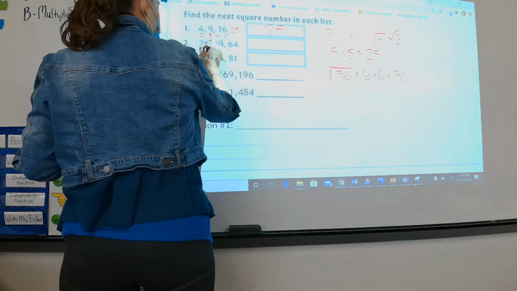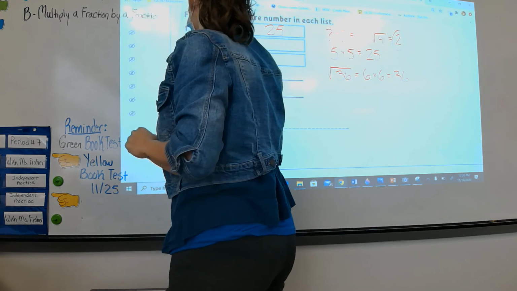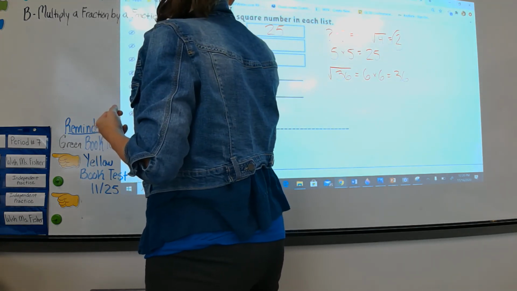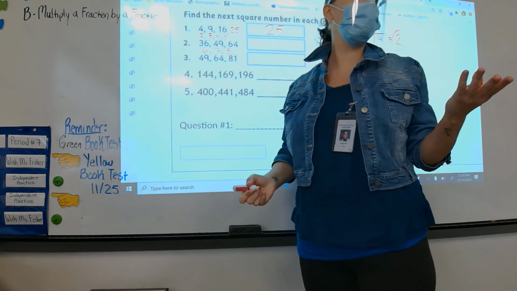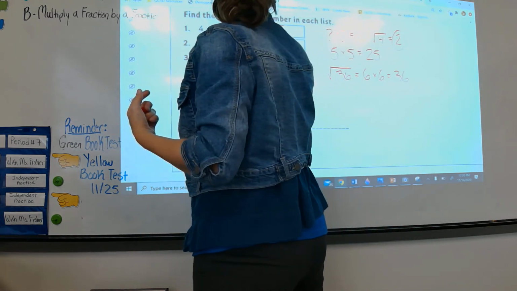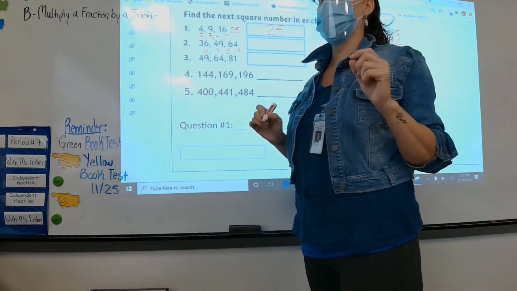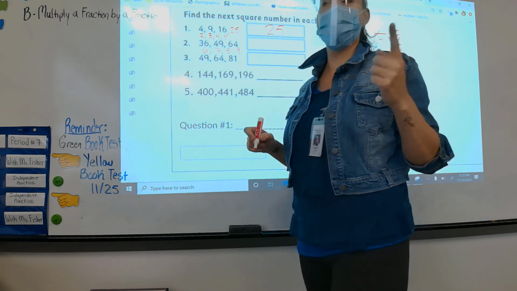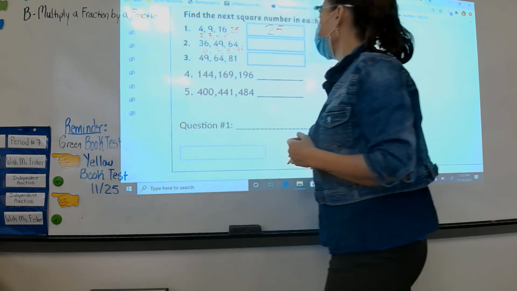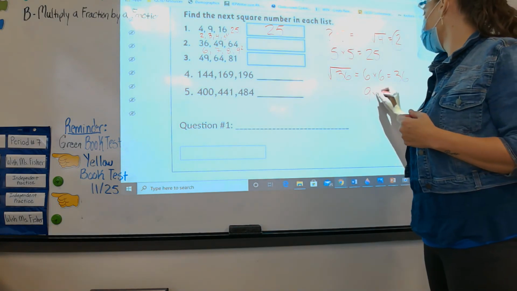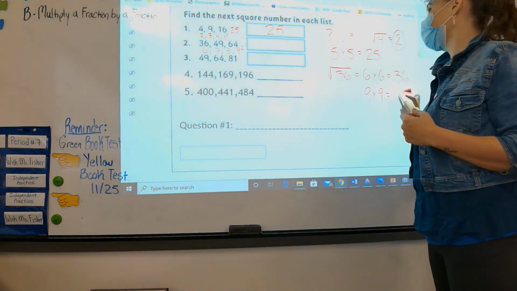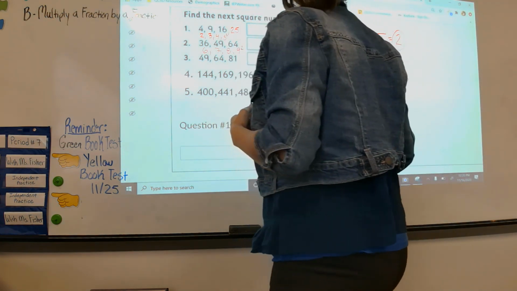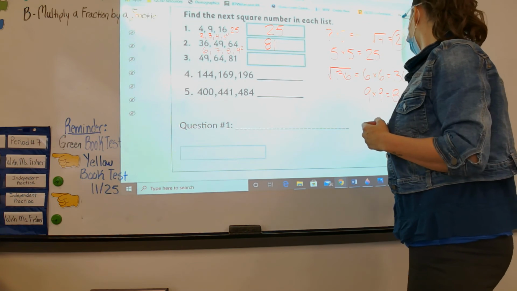Okay? So I know this is 6. Consecutive, so this is 7. This is 8. So the next one in the series is 9. What do I have to do with 9 to figure out this number up here? Times it by itself. So I'm going to square it. So now I say 9 times 9 equals what? 81. The next one in the series is 81.